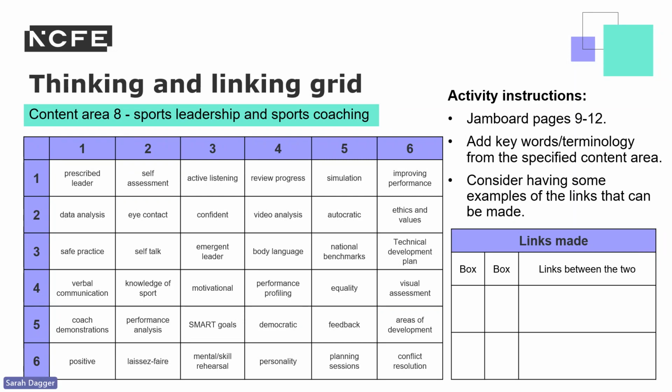So your pupils would roll a dice, and the number that is rolled identifies the keyword. So if they roll 2 dice and they rolled a 4 and a 1, you've got verbal communication. And then if they rolled a 3 and a 2, how does verbal communication and video analysis link?